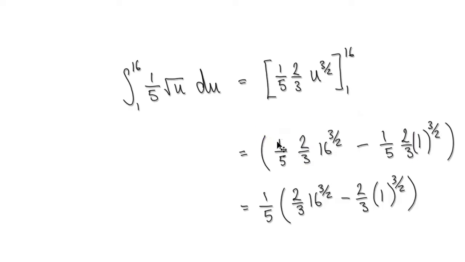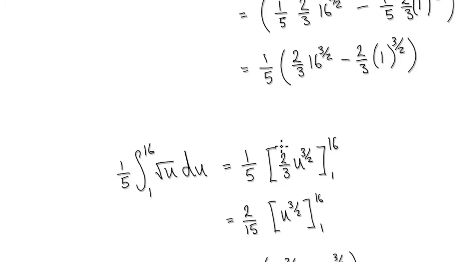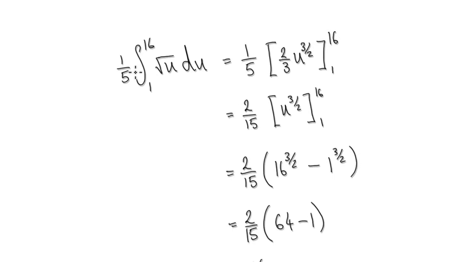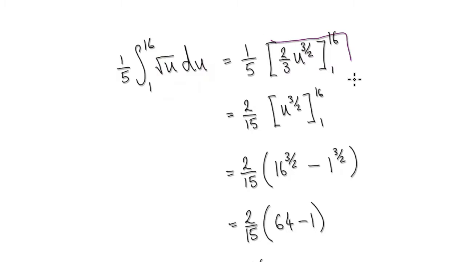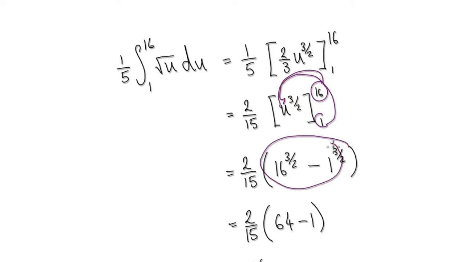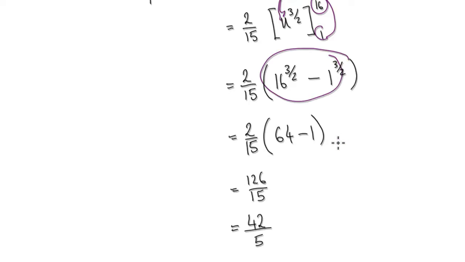So let's start again here. You can just concentrate on integrating this. Integrate this, and it gives you this. When you get to this stage, because this is a constant, you can take this out as well. That allows you to just concentrate on this. So put 16 into here, and then put 1 into here. That gives you this, and then after the calculation, the final answer is 42 over 5.